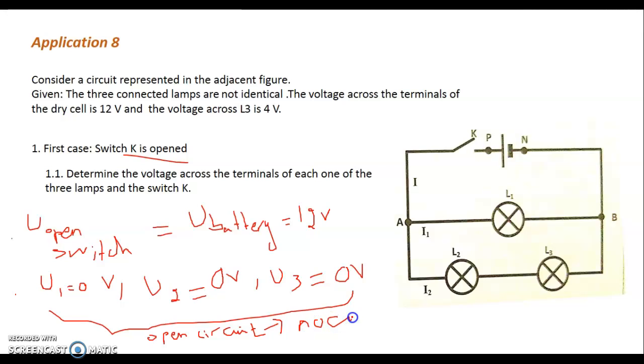No current flows, so we have no voltage for the receivers. These are receivers. No voltage for only the receivers.